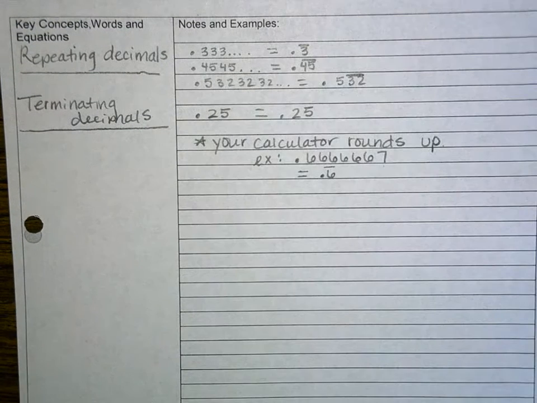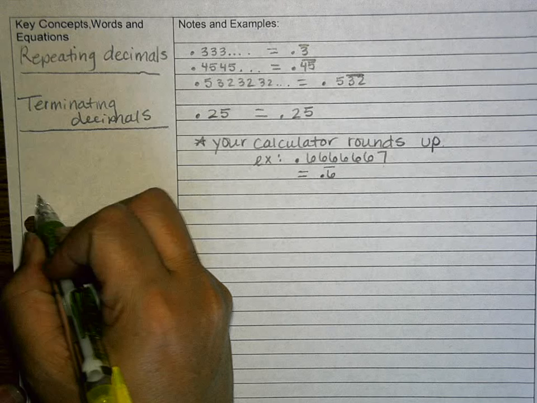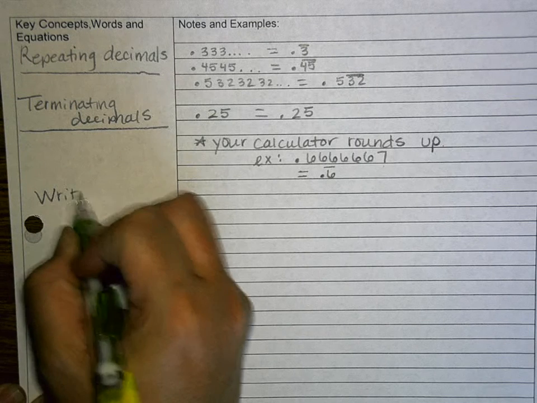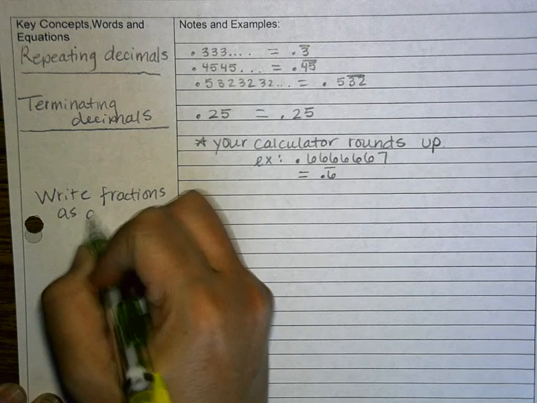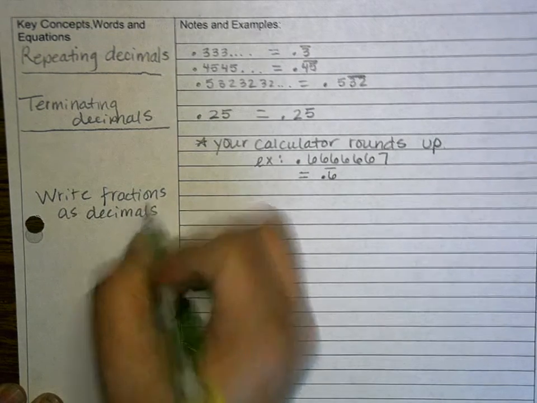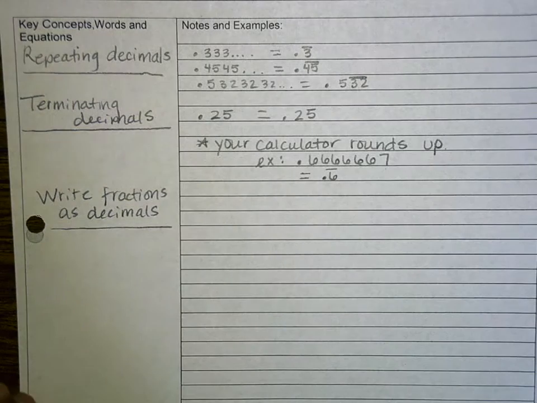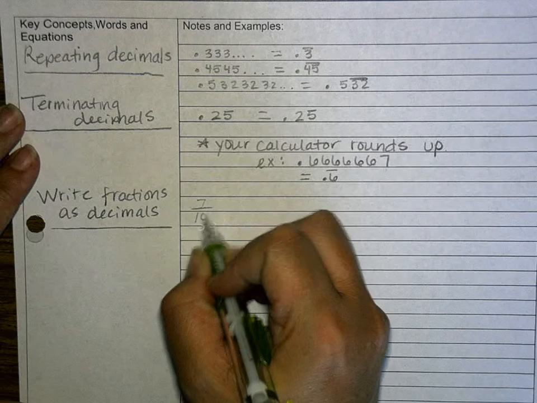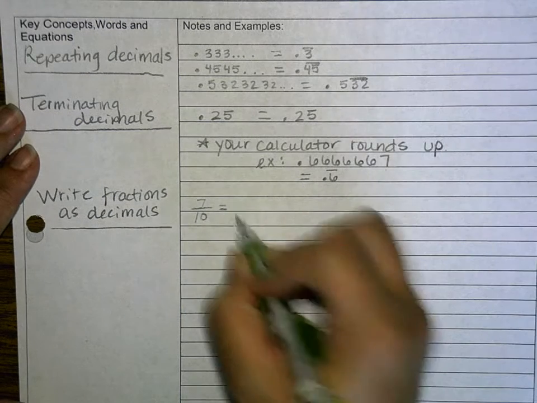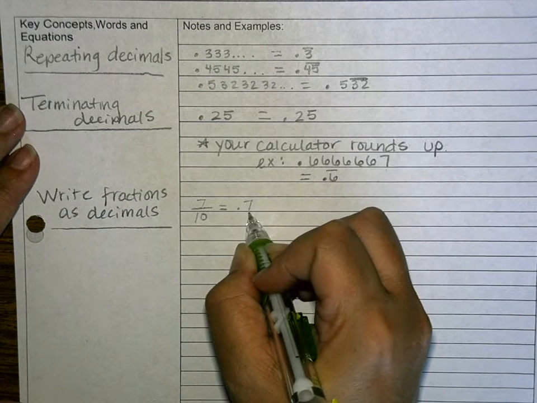Any questions so far? 6th grade stuff, right? Okay, and then we did this thing called write fractions as decimals. Write fractions as decimals. And we looked at some place value stuff for shortcuts. So here's an example of the shortcut thing. If you have 7/10, what is that as a decimal? 0.7, because that's in the tenths place, right? 7/10.